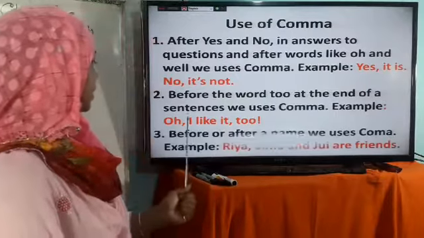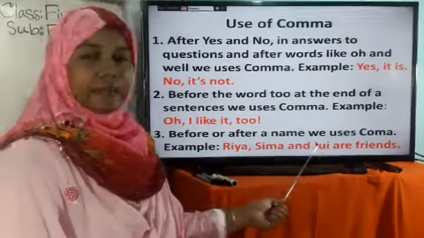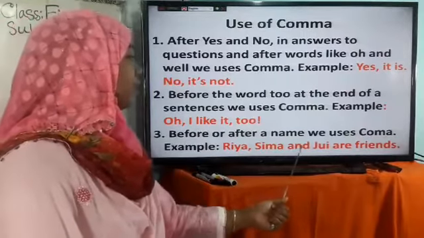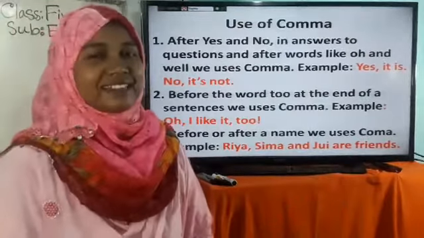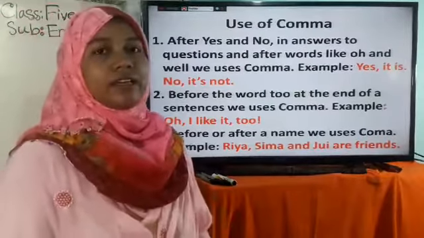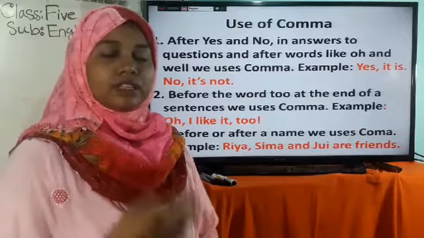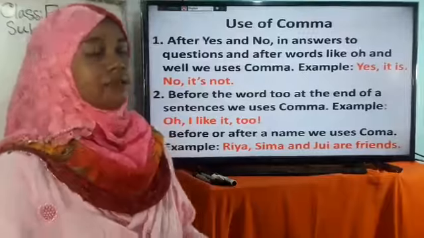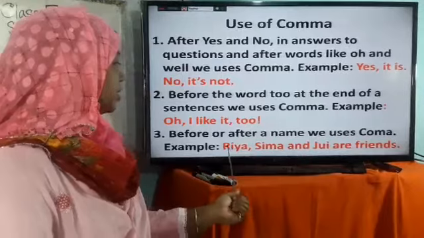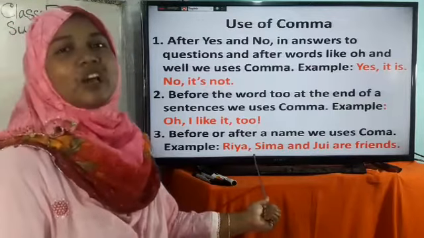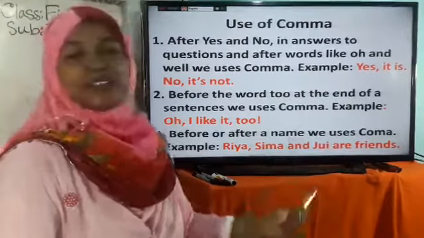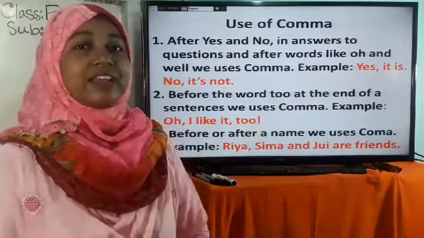Now, before or after a name we use a comma. Example, Riya, Shima and Jui are friends. My dear learners, when we write more than two names, that is two or three names, after the first name we use a comma. Look at this example, dear student. After Riya here is a comma. Before Shima here is a comma. So dear students, I think you can understand these uses and you can remember them.